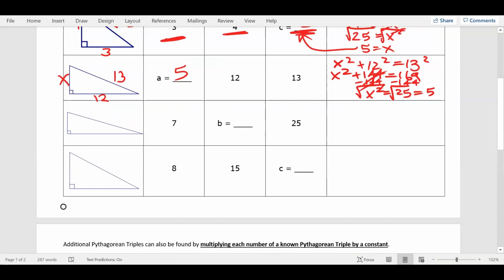So on this one, my leg is 7. My other leg, B, is missing, so I'm going to put an X there. And then my hypotenuse is 25. All right, and then once again, set it up. A squared plus B squared equals C squared. 7 squared plus X squared equals 25 squared.